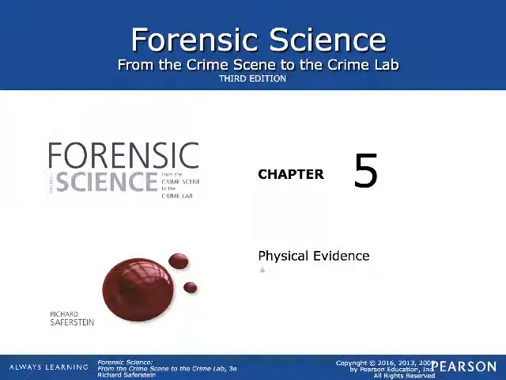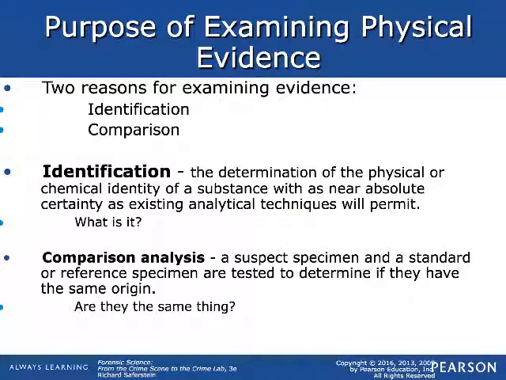Now Chapter 5 is physical evidence. The purpose of examining physical evidence: there are 2 reasons for looking at evidence. One is identification, so you want to match it to somebody. Or 2 is to compare it and try to hook it up with something. Identification is defined as the determination of the physical or chemical identity of a substance with as near absolute certainty as existing analytical techniques will permit. So you're trying to figure out what it is.